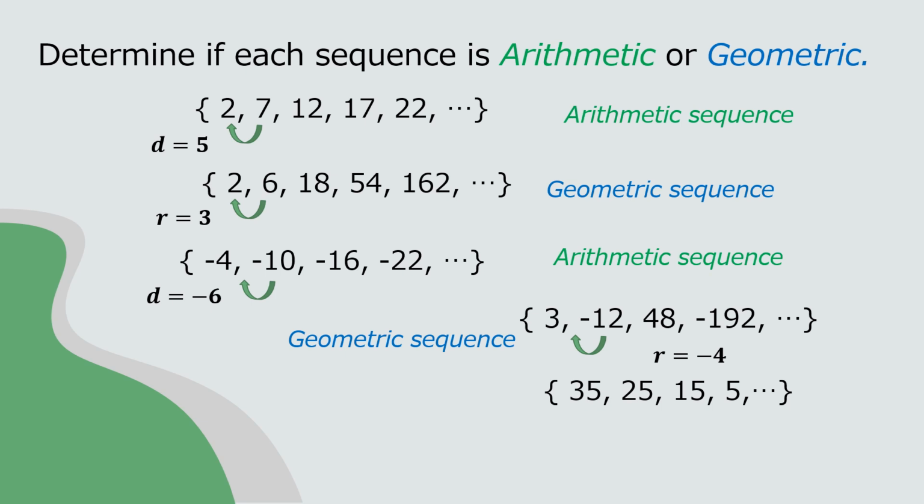And last, 35, 25, 15, 5. You will have here a common difference of negative 10, since 25 minus 35 is negative 10. So it is an arithmetic sequence. Please do remember to check if all the terms in the sequence have the same common difference or common ratio.